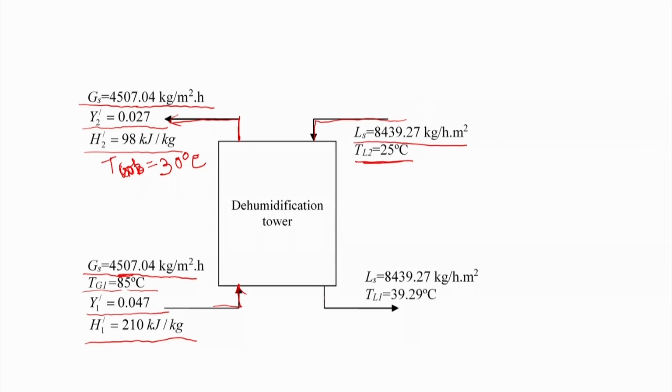And the hot water will be leaving the dehumidification tower at a temperature of 39.29 degrees Celsius, and the liquid flow rate is 8439.27 kg per meter square hour. And if the outlet liquid water temperature is 45 degrees Celsius, then the liquid flow rate will be 1.4 times less than 8439.27 kg per meter square hour.